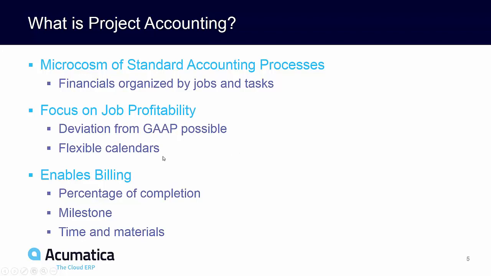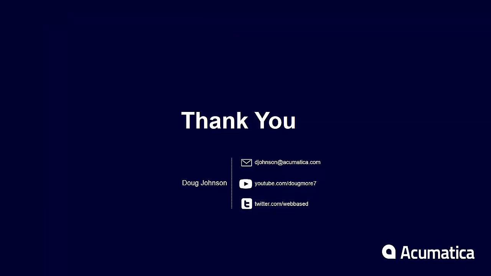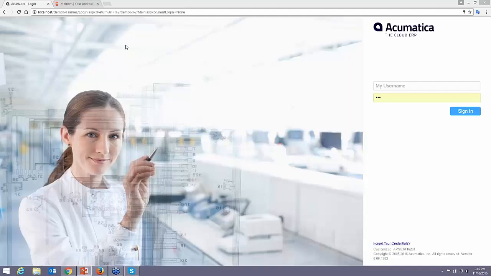One of the other things that's nice about project accounting is you have flexible calendars. So if your regular financials are organized in financial periods, that doesn't mean your projects have to be organized that way. And that will cover projects that span years, that span financial periods as well. The last nice piece of things about project accounting is it enables several different types of advanced billing, percentage of completion, milestone, and time and materials. So that's all I'm going to talk about from a chalk talk perspective. Now let's get into the software itself.